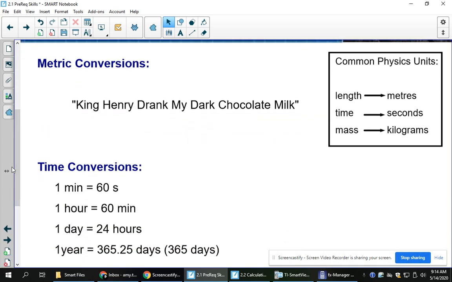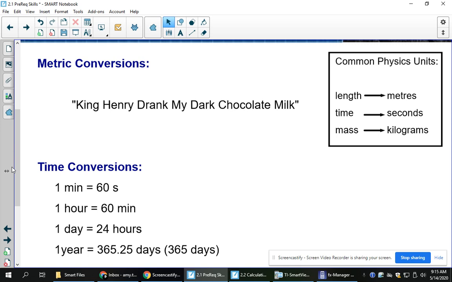First skill that you need in physics and in chem, but we didn't give you any metric conversions in chem, is converting from, say, grams to kilograms, or kilometers to meters, something like that. So what I like to remember is King Henry drank my dark chocolate milk. There was a poster on my wall about this. We looked at it in the measurement unit of math.